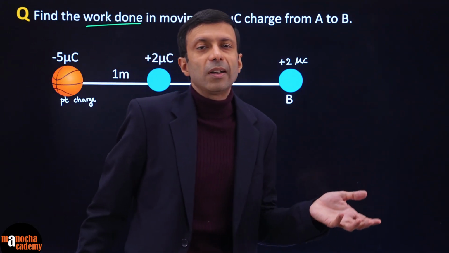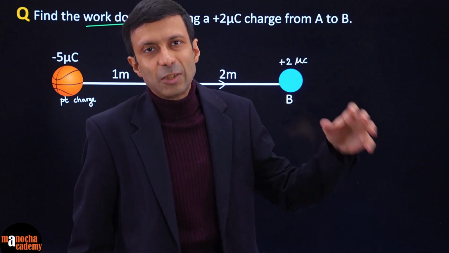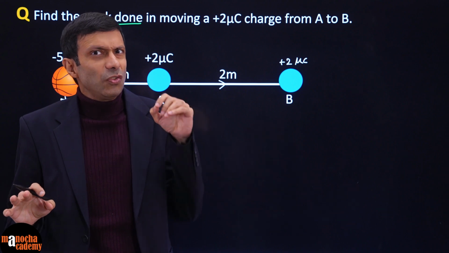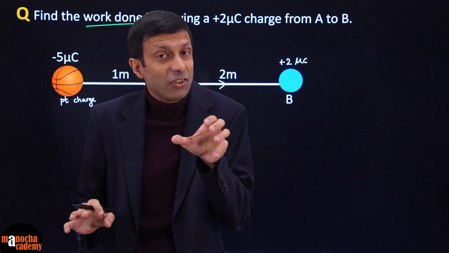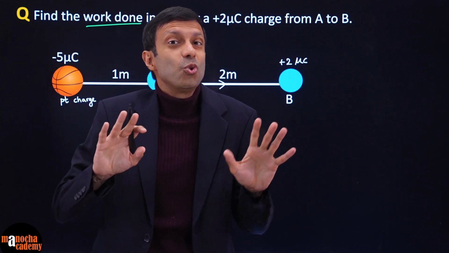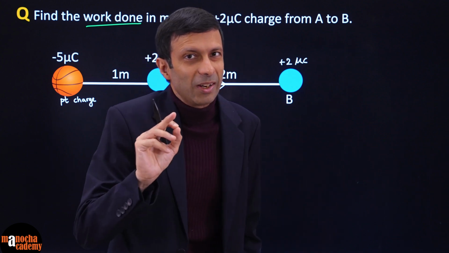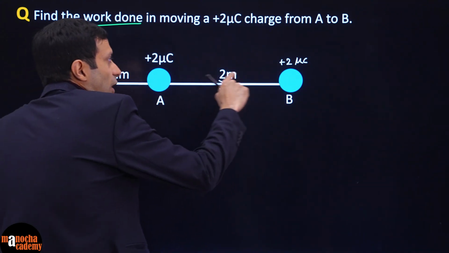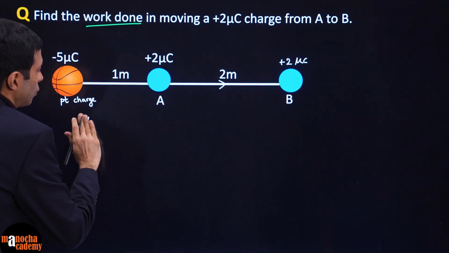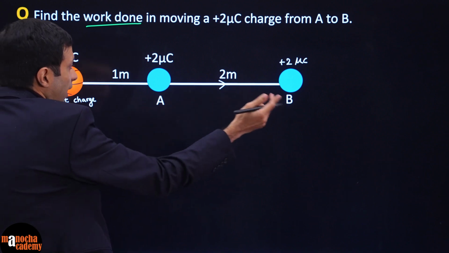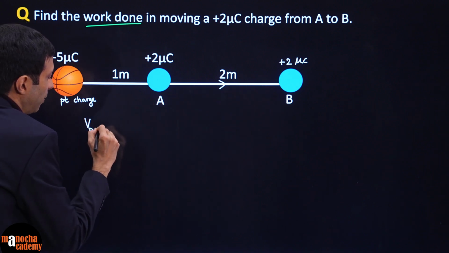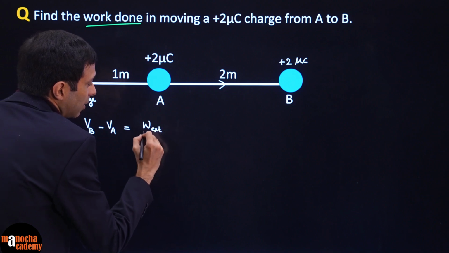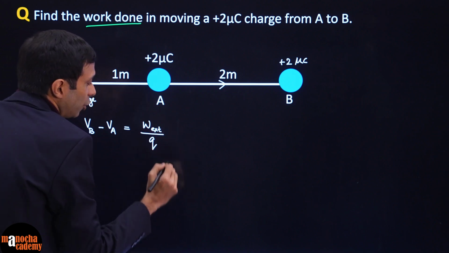Now normally, work done we find by force times displacement, and if the force is variable we have to integrate. But the good news is that since we know the concept of electric potential difference, we don't need to do all those integrations. So what can we do here? Let's apply the concept. If you're moving this charge from A to B, then the potential difference, we'll always take final minus initial, VB minus VA, is going to be the work done by the external force divided by the charge Q.